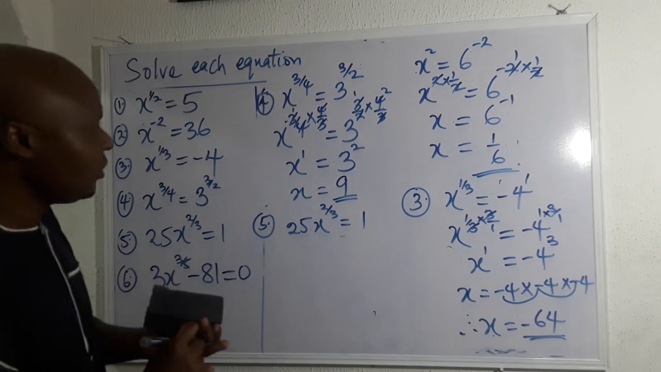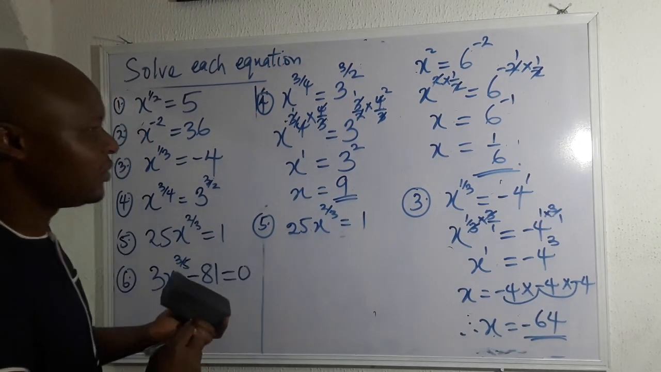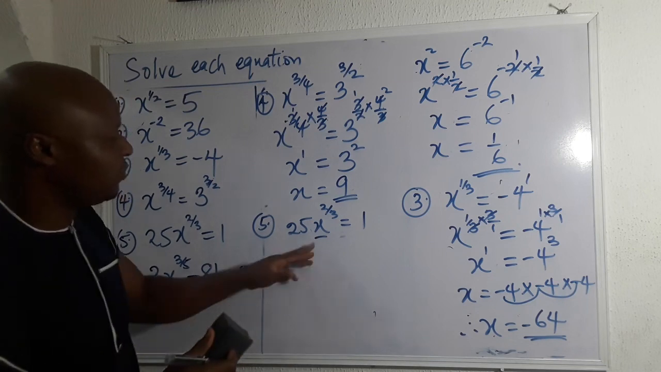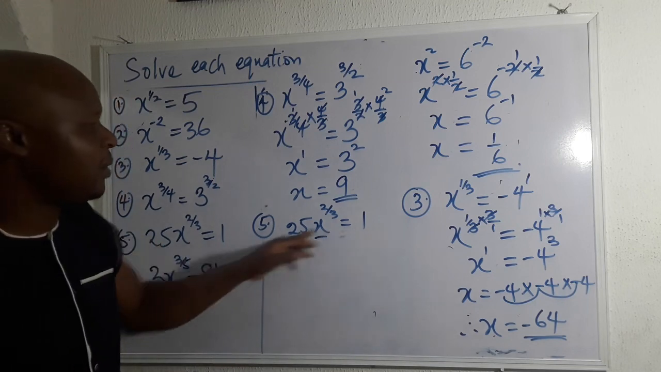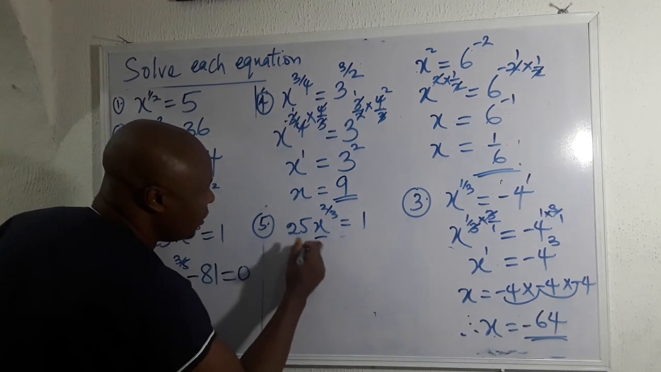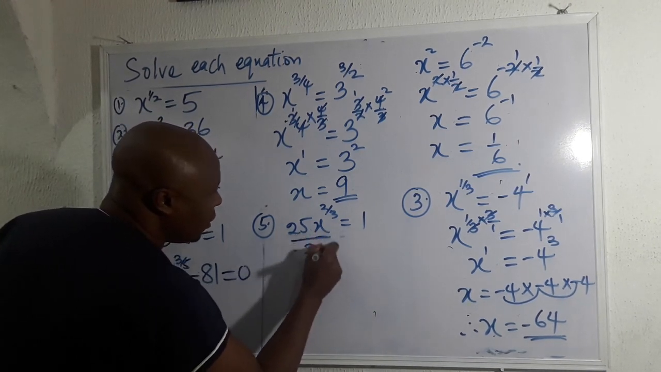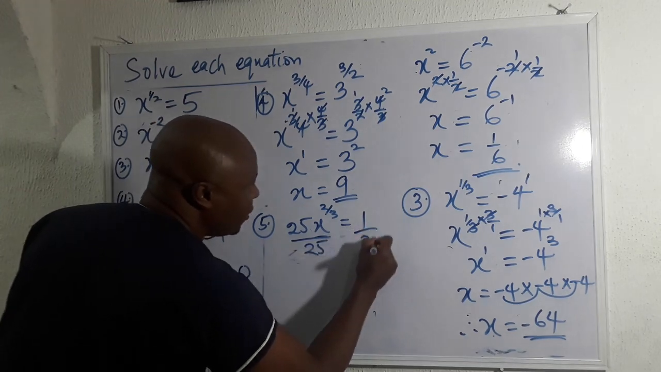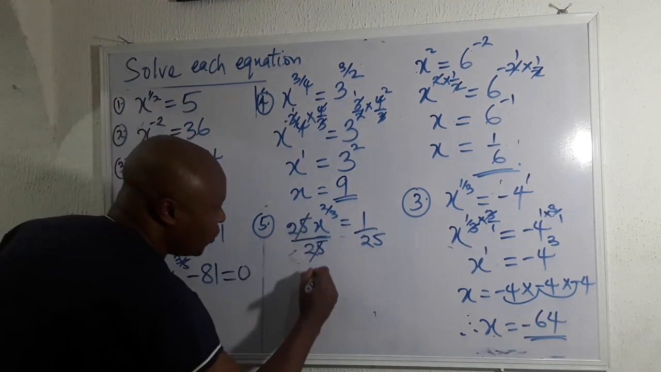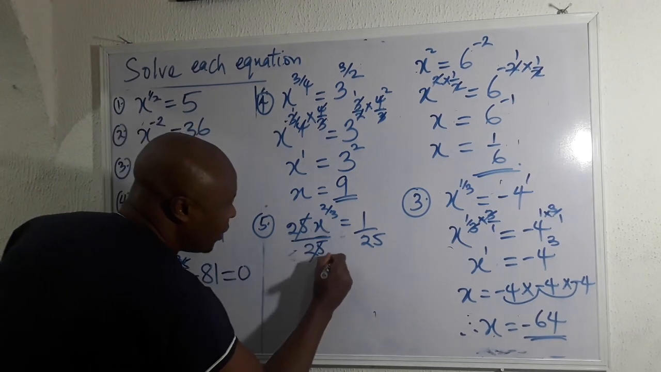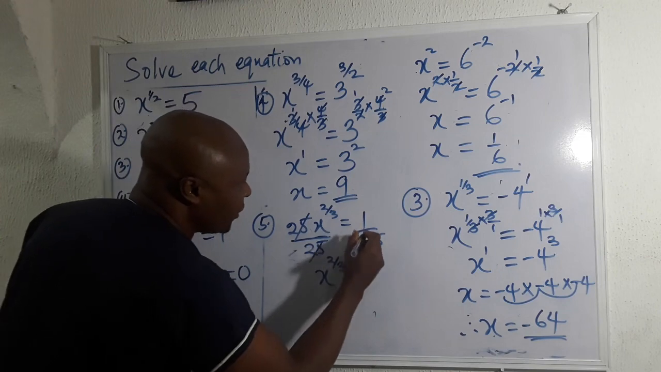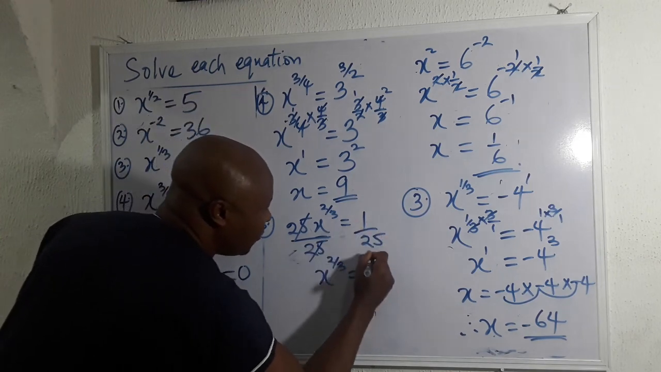Now, in this case, we are interested in the variable x. So what is standing close to the variable is 25. So we're going to divide both sides by 25. In doing that, this divide by 25, this divide by 25. So 25 cancels out 25, so we are left with x raised to power 2 over 3 is equal to, now this is 1 over 25.